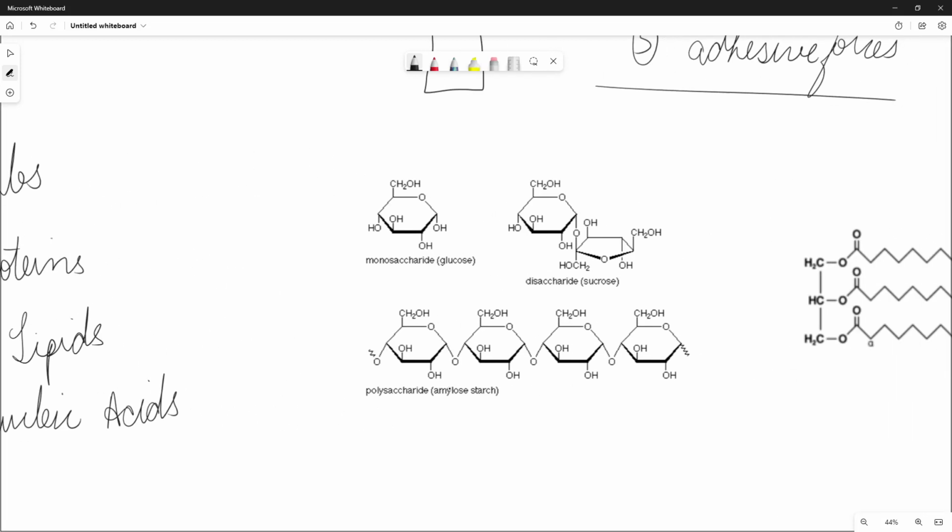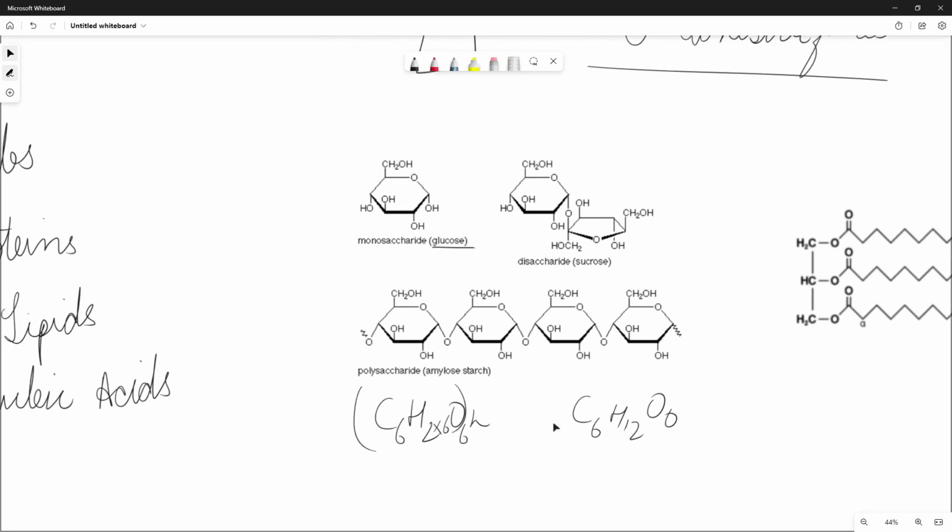Carbohydrates are very simple molecules which have the general formula CH2O times n, meaning if C is 1, then H will be 2 and O will be 1. But if we take the example of glucose, in glucose carbon is 6, and if we multiply 2 by 6 we get 12, and we multiply O by 6 we get 6. So glucose is basically C6H12O6.